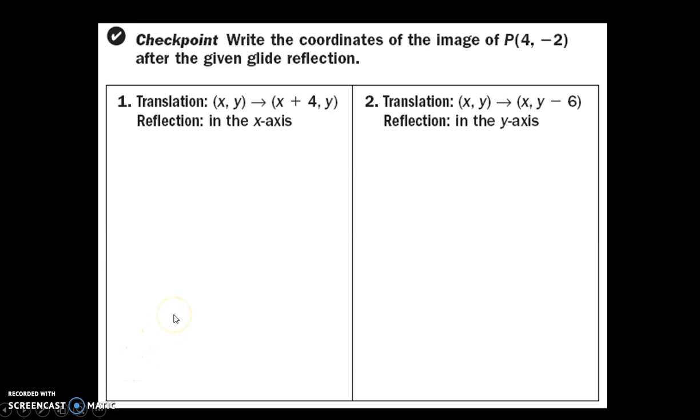Checkpoint. Write the coordinates of the image of point P (-4, -2) after the given glide reflections. This will be a good point to hit pause on the recording and try this for yourself.